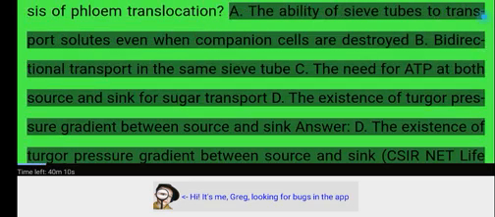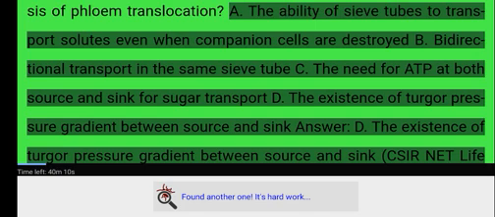A. The ability of sieve tubes to transport solutes even when companion cells are destroyed. B. Bidirectional transport in the same sieve tube. C. The need for ATP at both source and sink for sugar transport. D. The existence of turgor pressure gradient between source and sink. Answer: D. The existence of turgor pressure gradient between source and sink.